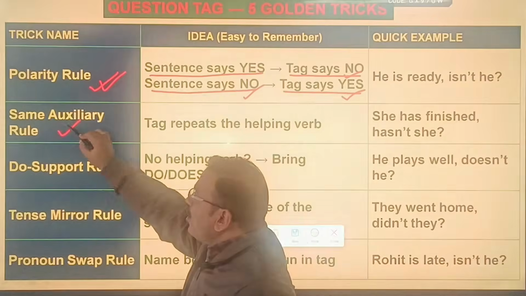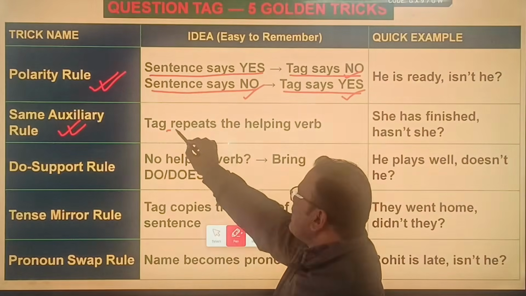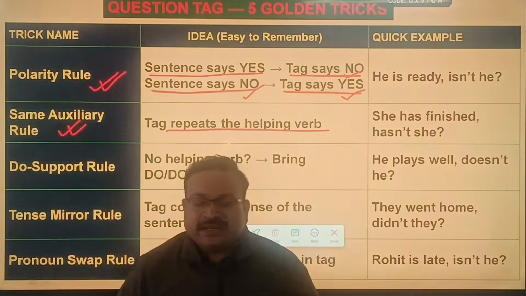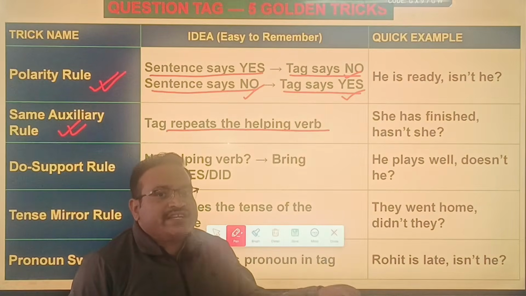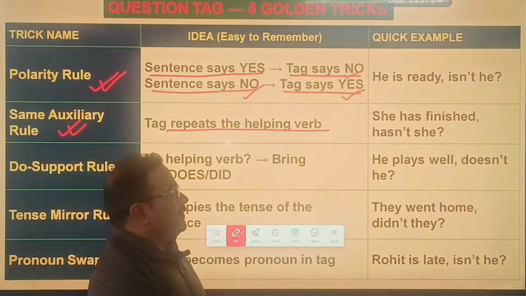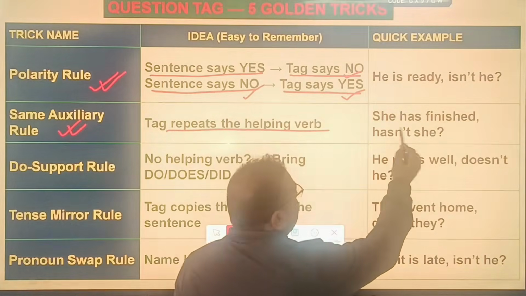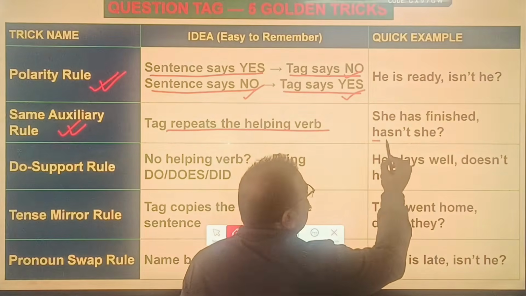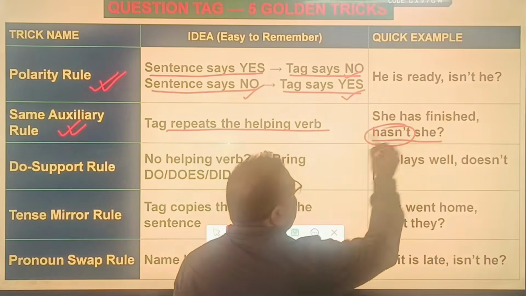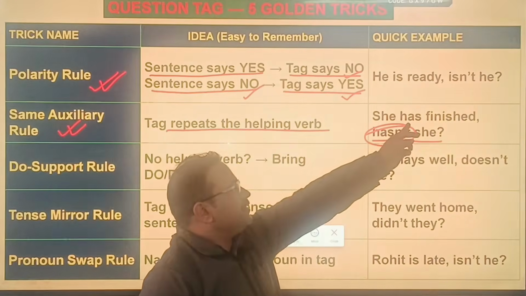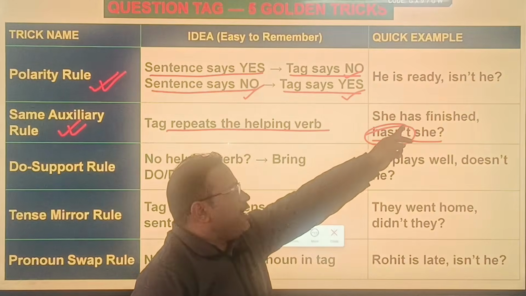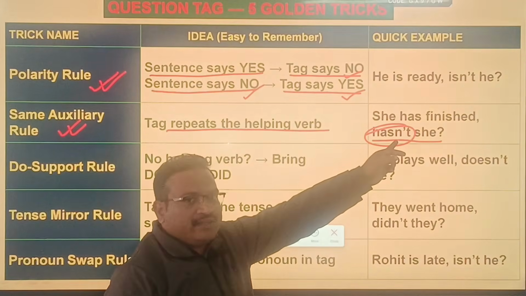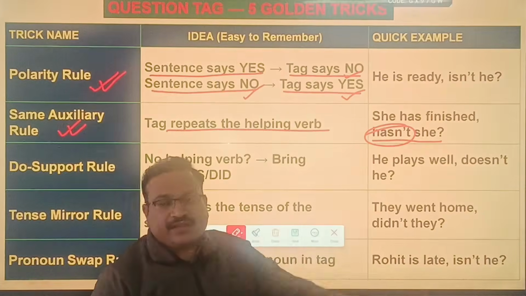Second is same auxiliary rule. Tag repeats the helping verb. Means in question tag we use the same helping verb as is given in the statement. You can see, she has finished. So in question tag we have used hasn't. Why? Because in the statement we have this has. So same auxiliary verb we are going to use in the question tag.